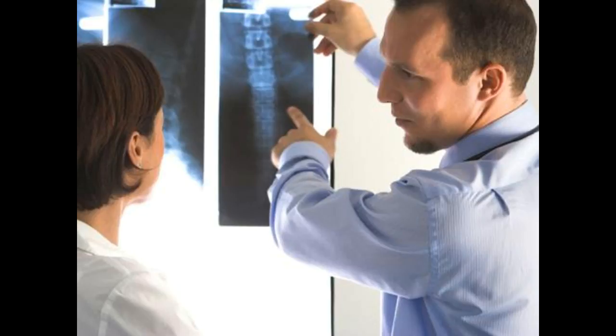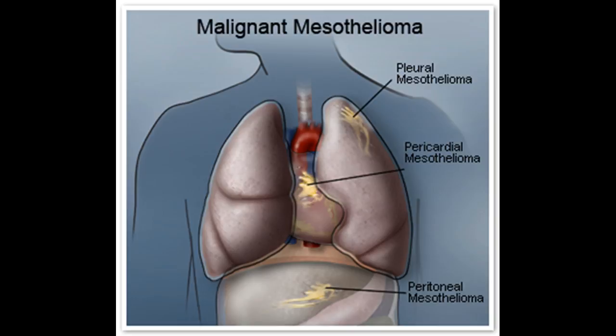Radiation. Radiation can be an important part of mesothelioma treatment. The problem is that because the cancer is near the heart and lungs, it's challenging to provide the kind of high-dose, intensive therapy needed to shrink the tumor.